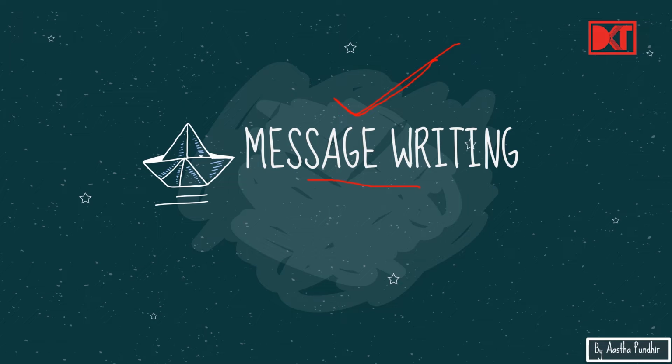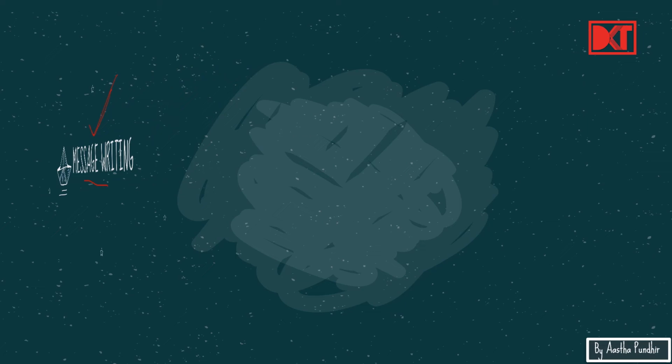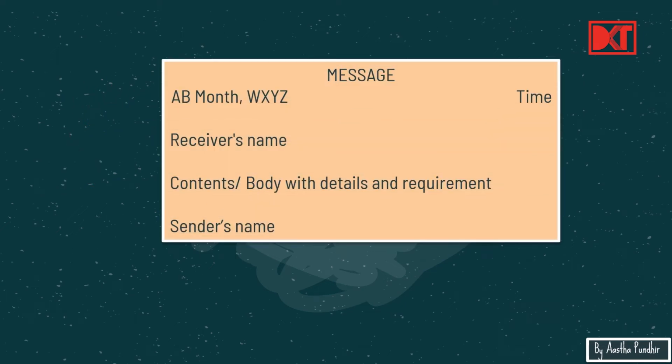Well, let's see the format. Here, message is pretty simple. You just write on the top, message, give out the date and the time on which the message is given. Then you mention the receiver's name with greeting or salutation, and then the content or body with whatever the details of the message are. Pretty easy, and then you mention your name. Pretty easy.